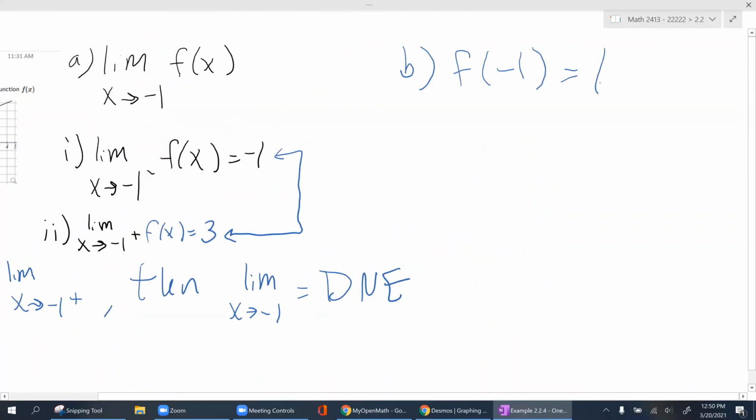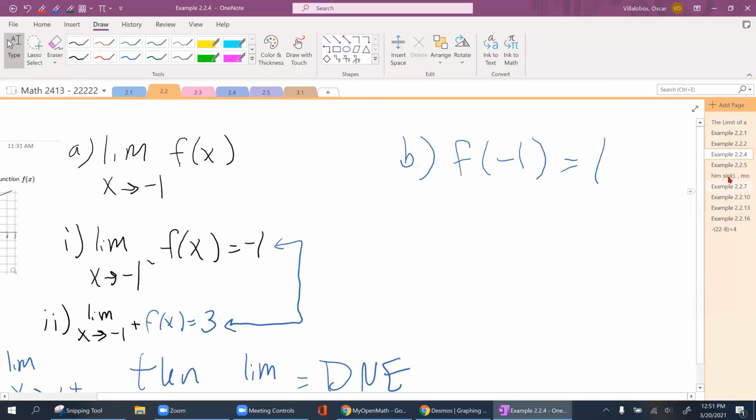And we see here how all these answers differ. There are 4 answers: approaching it from the left, approaching it from the right, approaching it from both sides, and evaluating that function at that specific x.